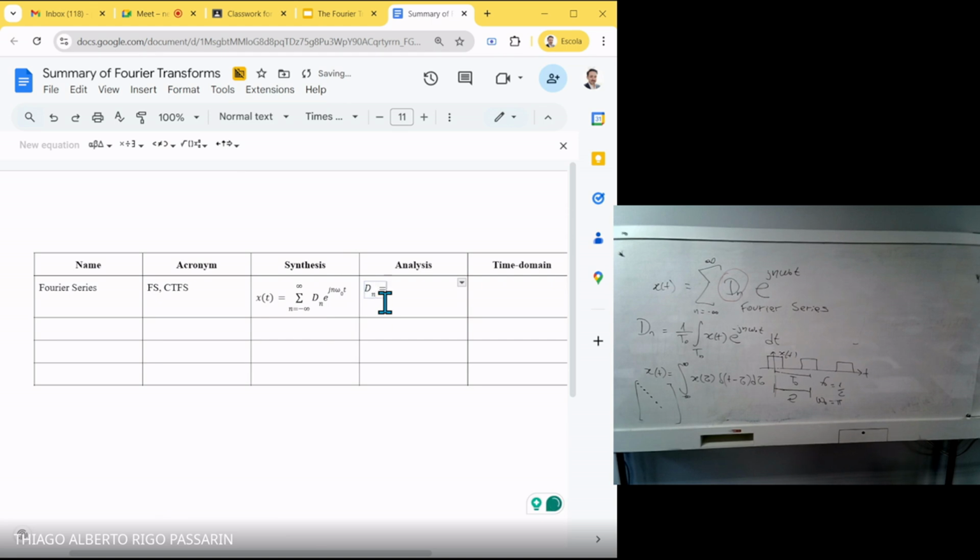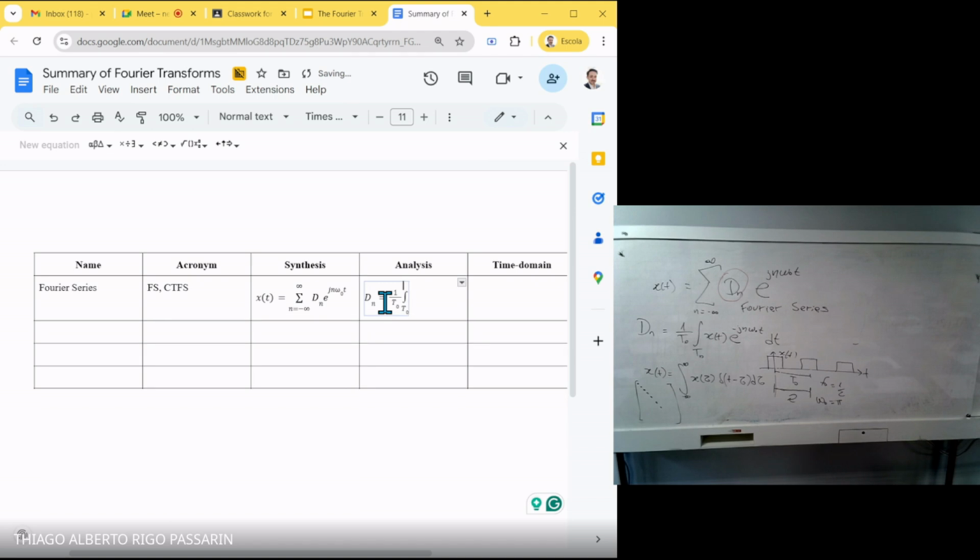dn equals 1 over T0 times the integral across a full period, T0, of the signal and the exponential with the nth harmonic, e to the minus, because of the complex conjugate, jn omega 0 t.